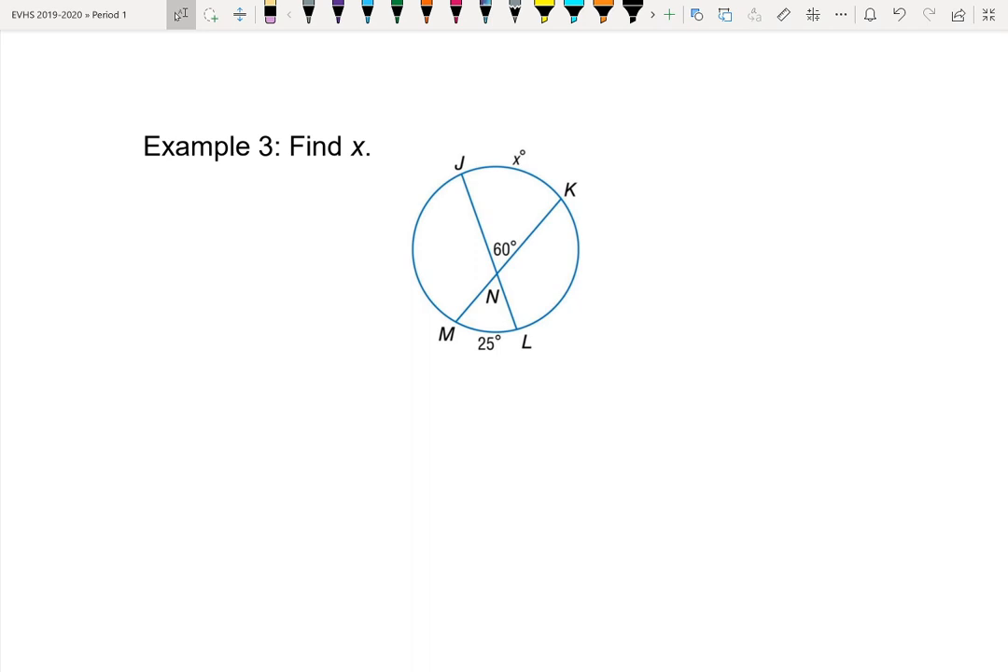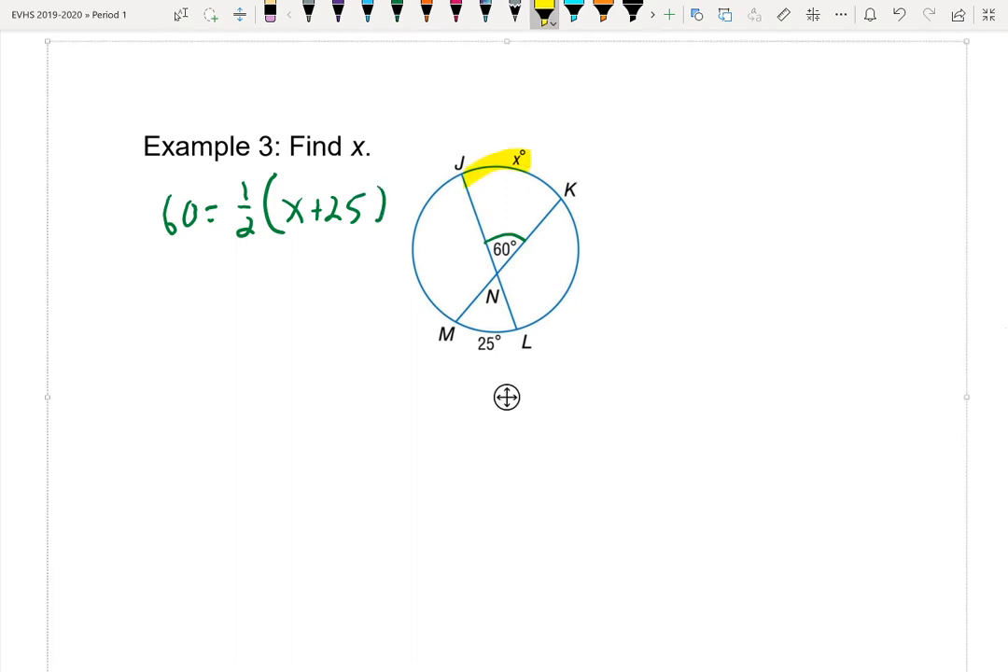Now, if I want to find one of the arcs as opposed to the angle, we're still going to use the exact same formula. It's just that our variable is going to end up in a different location. So here, our angle of 60 degrees equals 1/2 times the sum of the arcs. So that's x plus 25. You see, since x ended up in the arc position, it ends up in the arc position in the formula.